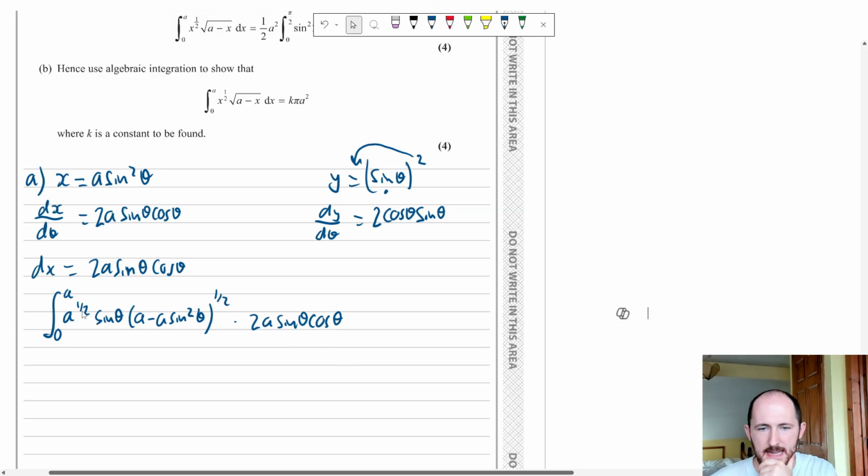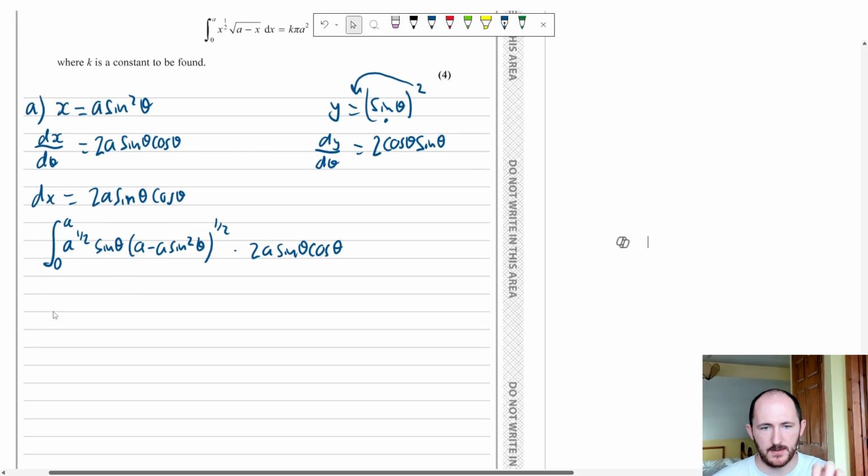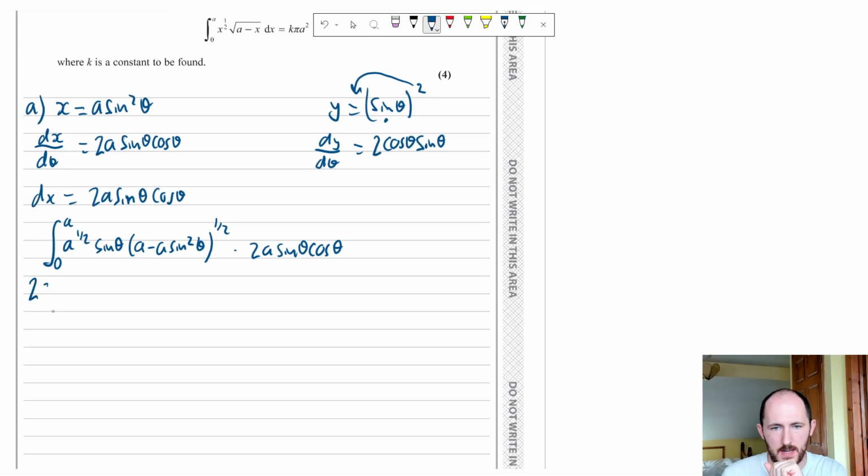Let's do the a to the half times 2a. That would be 2a to the 3 over 2. And I'm basically going to take that out to the front. So 2a to 3 over 2, integral between 0 and a. Now that's going to be sine squared theta, cos theta, then it's a minus a sine squared theta to the half.